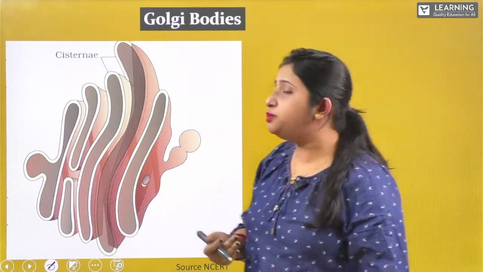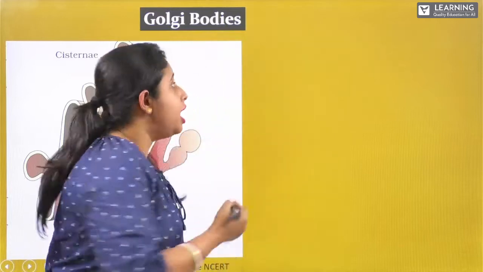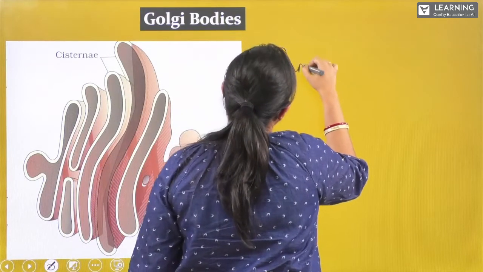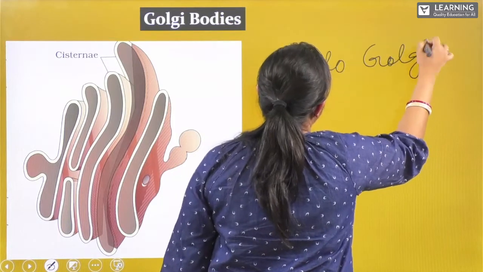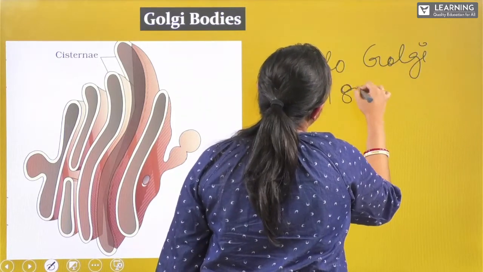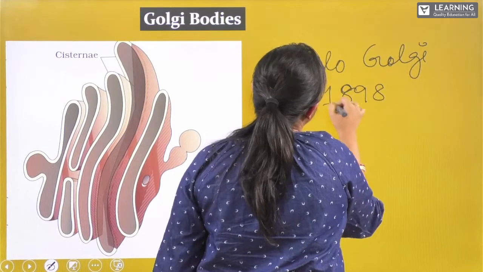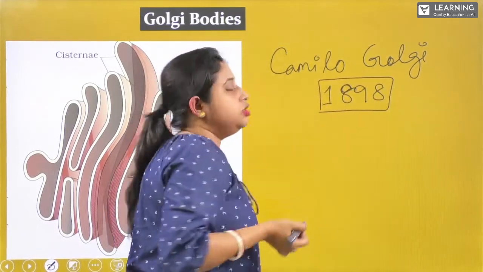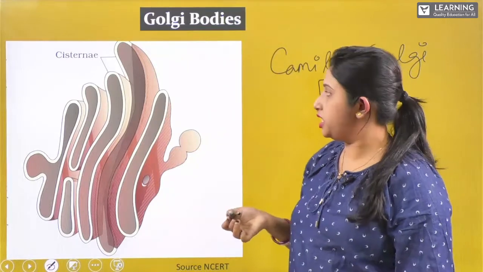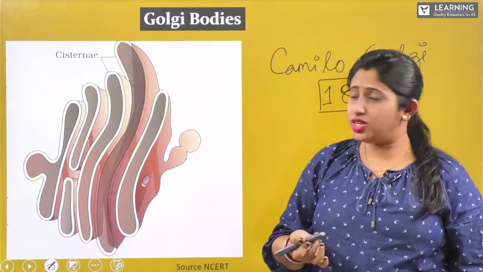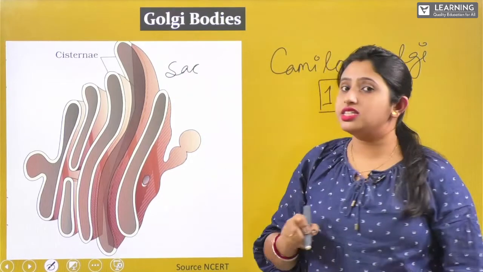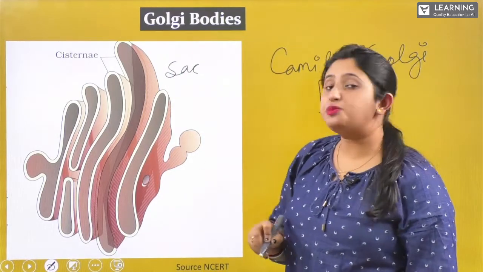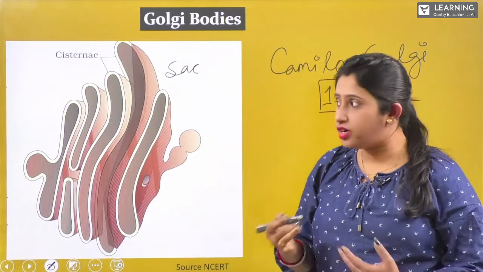It is responsible for packaging and modification of the protein. So it was discovered by whom? It was first discovered by Camillo Golgi in the year 1898. As you can see, it looks like a sac-like structure, which is present near the endoplasmic reticulum.